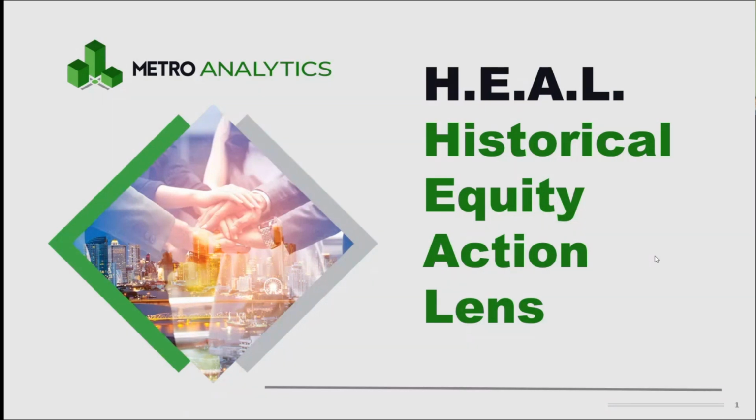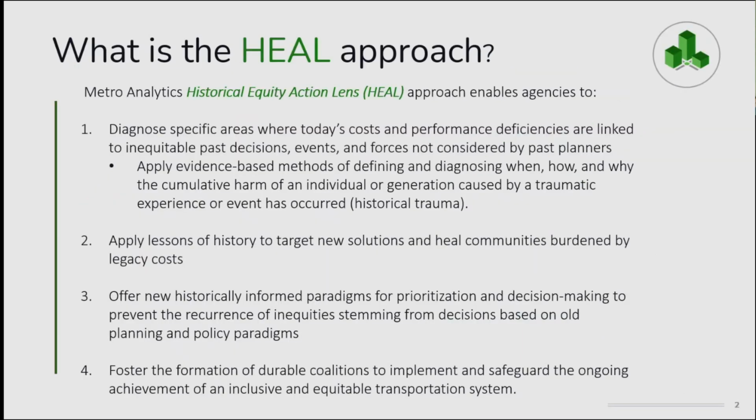And therefore, when we look at equity, we often have blind spots. We don't understand evidence-based ways to look at our history and to understand the planning that we're doing and the role that it has when we consider equity. So in response, Metro Analytics invested in a body of research which we refer to as the historical equity action lens. It is a set of methods and techniques that can be readily demonstrated in any given planning process to diagnose where today's costs, performance, and deficiencies in the transportation system are linked to inequitable past decisions. But it's not just for understanding the past; it's about understanding what the deficiencies actually mean, what they tell us about the life of a community, and how we can remedy them.